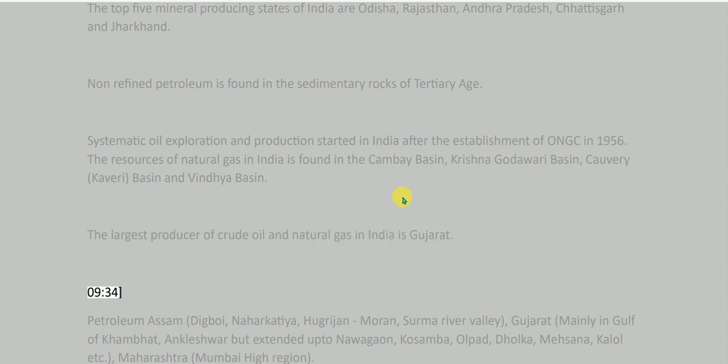Petroleum. Assam, Digboi, Naharkatia, Hugrijan, Moran, Surma River Valley. Gujarat, mainly in Gulf of Khambhat, Ankleshwar but extended up to Navgam, Kosamba, Olpad, Dholka, Mehsana, Kalol etc. Maharashtra, Mumbai High Region.